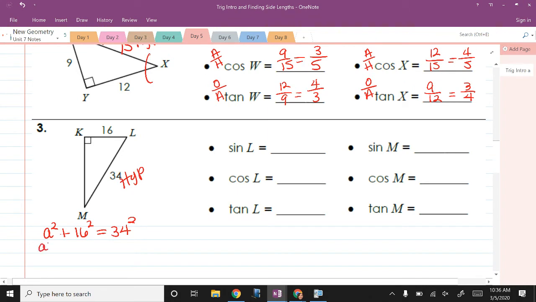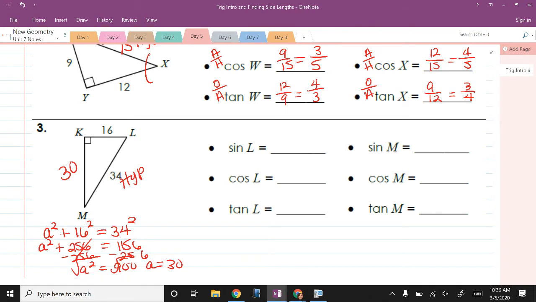So, A squared plus, what's 16 squared? Equals, what's 34 squared? 1156, and then I subtract 256. Ooh, nice. So A squared equals 900, and the square root of 900 is 30. So that leg's 30. Okay, so I'm going to let y'all fill in sine, cosine, and tangent for those angles.